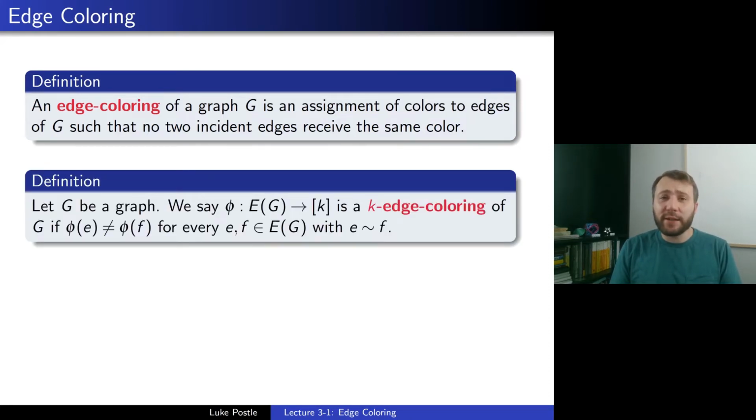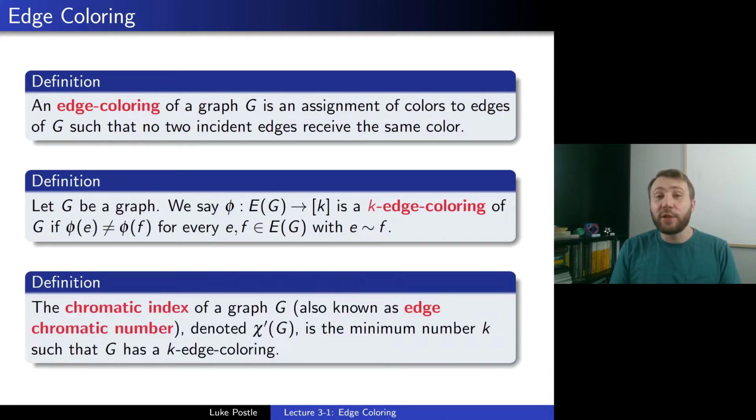And then in the same way as with vertex coloring, we can define a k-edge coloring of a graph G as just an edge coloring of that graph where you use the colors 1 up to k. And then the chromatic index of a graph G, which is also known as the edge chromatic number, and this will be denoted with chi prime of G, so it has this extra prime in there, is the minimum number k such that G has a k-edge coloring.